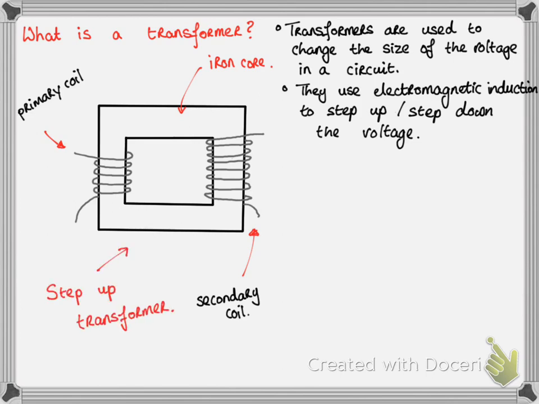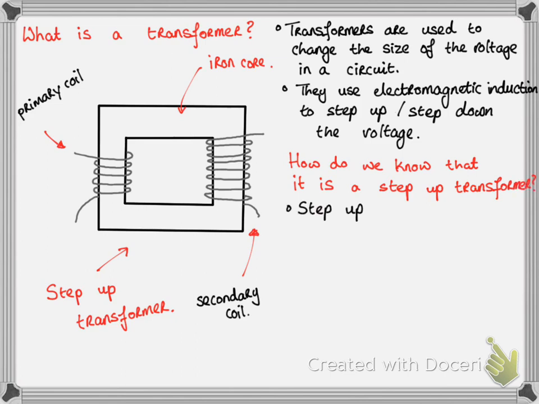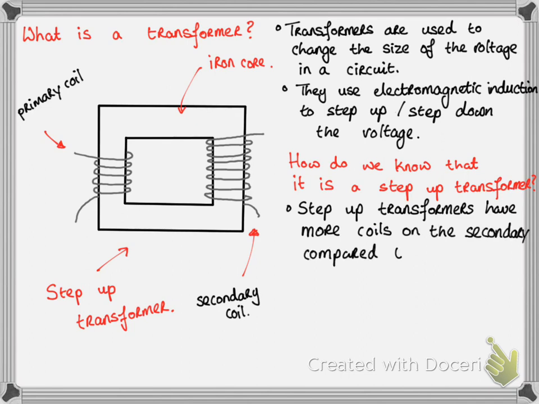Here is a step-up transformer. And the main question here is, how do we know that it is a step-up transformer? Step-up transformers have more coils on the secondary side compared to that of the primary. So if we count the number of coils, you can see that there's 5 on the primary, whereas on the secondary there is 8.